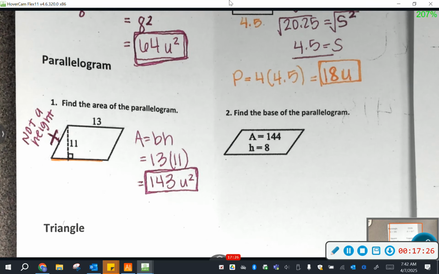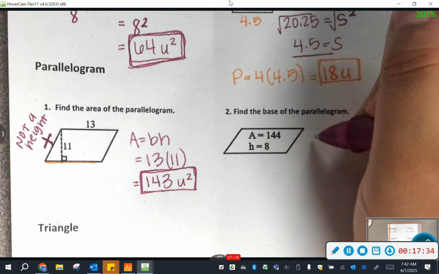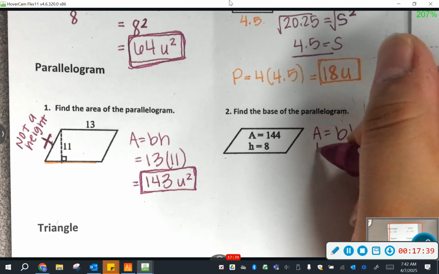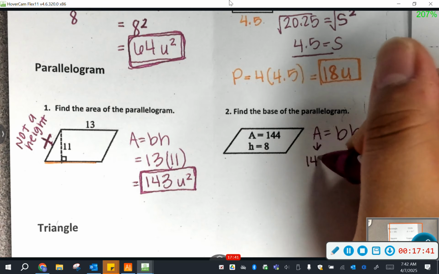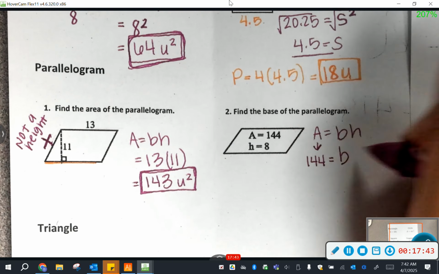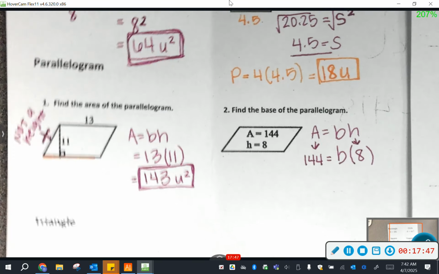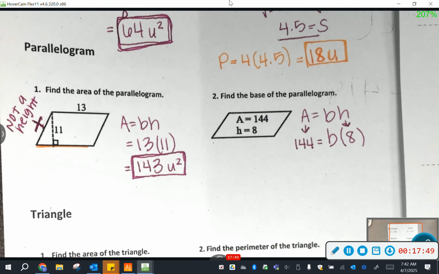All right, how would I work backwards? I know the area is base times height. This time I'm given the area, not the base, but I'm given the height of 8. Please write that down. Again, if I'm writing it down, so are you.